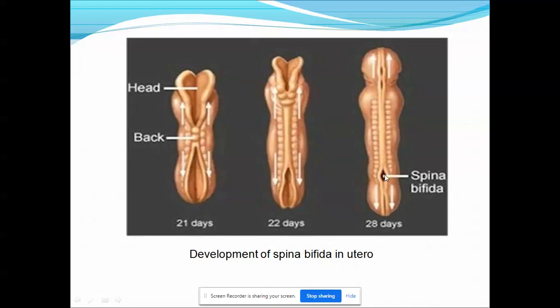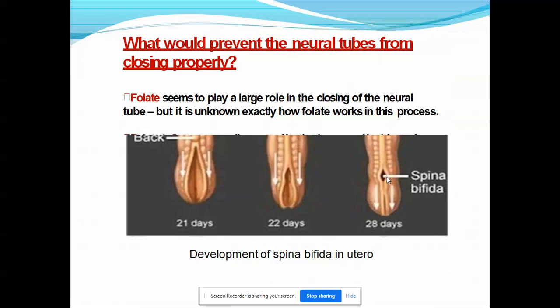Spina bifida is a defect where it is not closing, right? Ideally this neural tube should close, but it is not closing and it is remaining open. That is causing the spina bifida. By 28 days, we can see here on the superior aspect, all this is closed. But here in the lumbar region you can see this defect is there, this is not closed and it is open. So that will give rise to spina bifida.